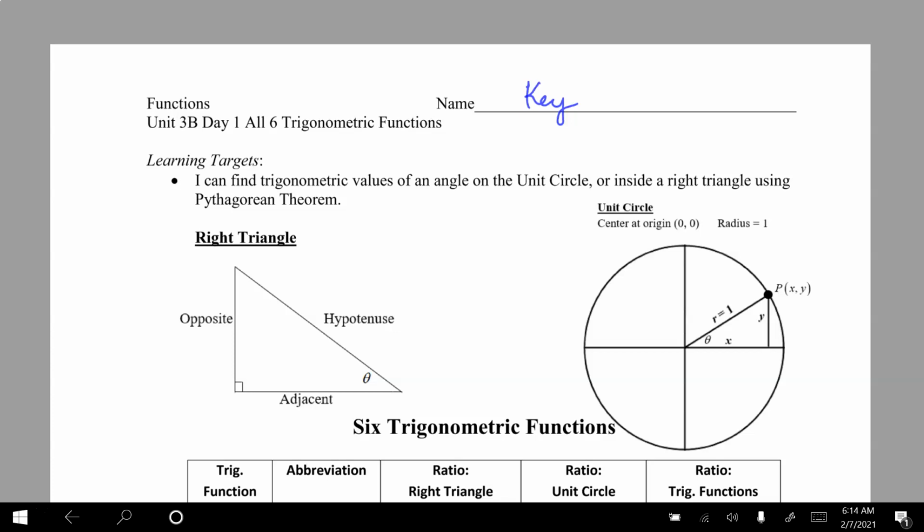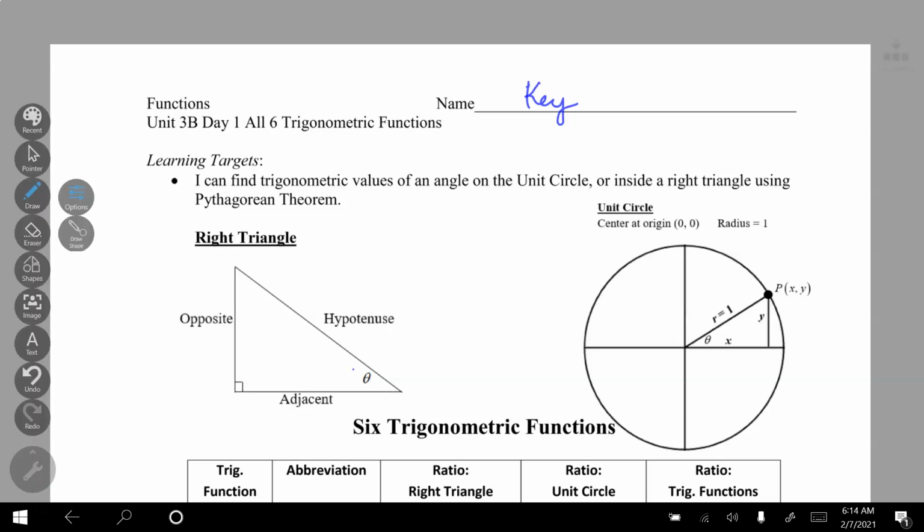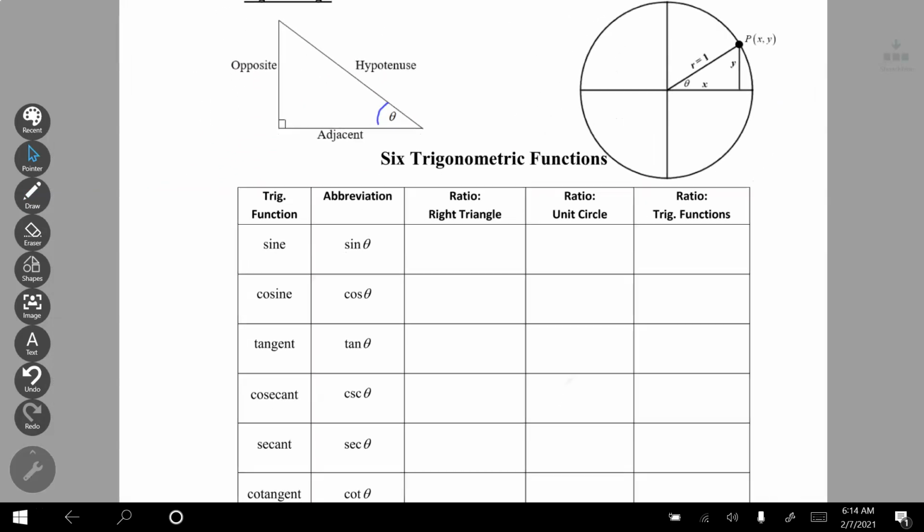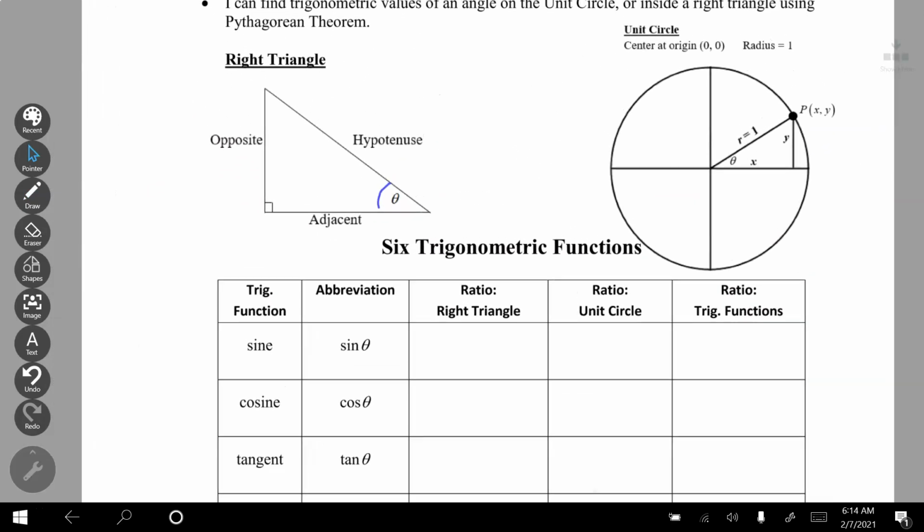Okay, so we're going to find the trig values on the unit circle, or using what we know from a right triangle using Pythagorean theorem. So, here's my angle theta, and I always draw theta from my positive x-axis. Here's my opposite, my adjacent, my hypotenuse. And let's go through what are the trig ratios using a right triangle.